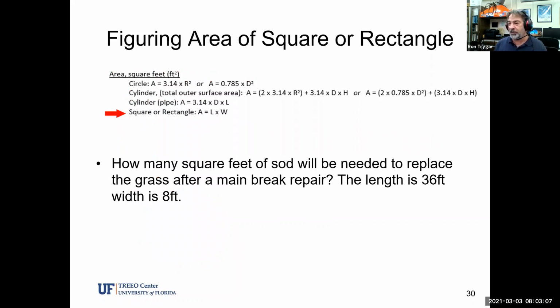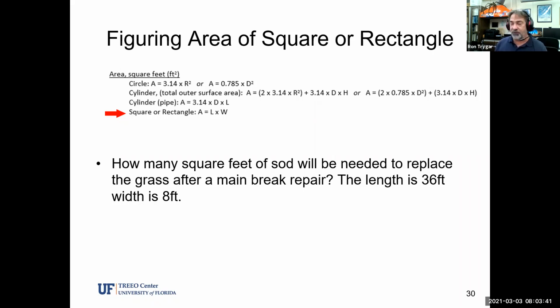So let's take a look at a square or rectangular shape first. The reason we know the question would not be about a round shape is because we don't have the word diameter or radius in it. Those words would lead us down the path of a circular shape. This question says, and we're using the formula shown here with the red arrow: how many square feet of sod will be needed to replace the grass after a main break repair? The length is 36 feet and the width is 8 feet.